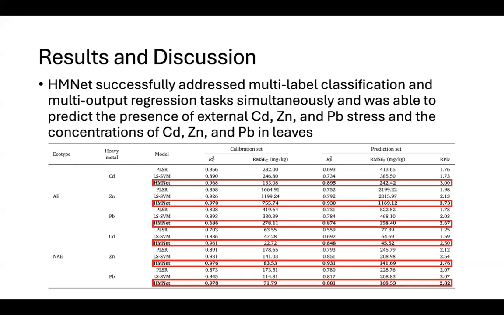HMNet successfully addressed multi-label classification and multi-output regression tasks simultaneously, and was able to predict the presence of external cadmium, zinc, and lead stress and the concentrations of cadmium, zinc, and lead in leaves. This table shows that the coefficient of determination, or R squared value, was closer to 1 than the other models. The root mean squared error, or RMSE, was lower for HMNet than the other models, and the residual prediction deviation, or RPD, was higher than the other models that HMNet was compared to.